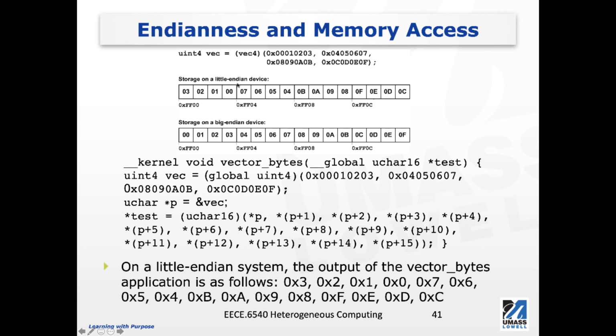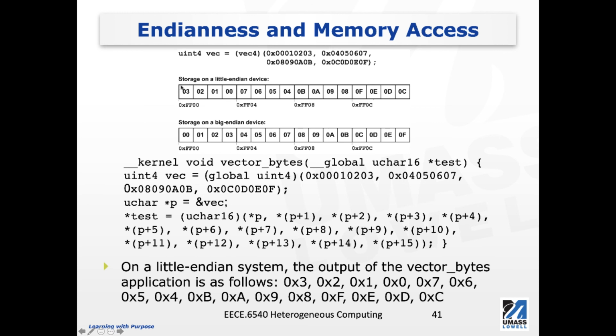The first 4 bytes are used to store the first element of this vector. So 00, 01, 02, 03 will be stored in the first 4 bytes. But because we use little endian, the least significant byte of this integer, which is 03, will be stored in the lowest address. Then the second least significant byte will be stored in the next byte. Then this 01 will be stored here, and this 00, which is the most significant byte of that integer, will be stored at the highest address for this integer.